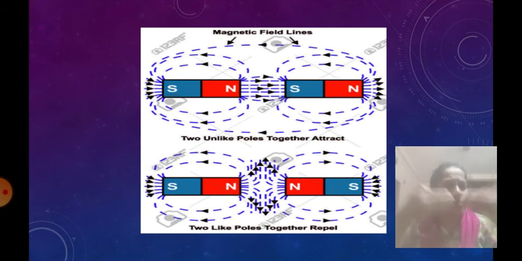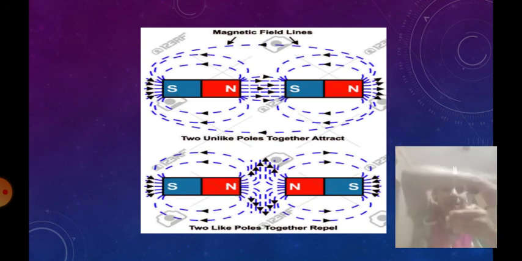Whereas in the second case, when a north pole is brought near a north pole, suppose this is the north pole of this magnet and this is the north pole of this magnet, the magnetic field lines will always move from north to south this side, and from here it is from north to south this side, so you find that they are repelling. Did you understand why this is happening? It's because of the magnetic field lines.